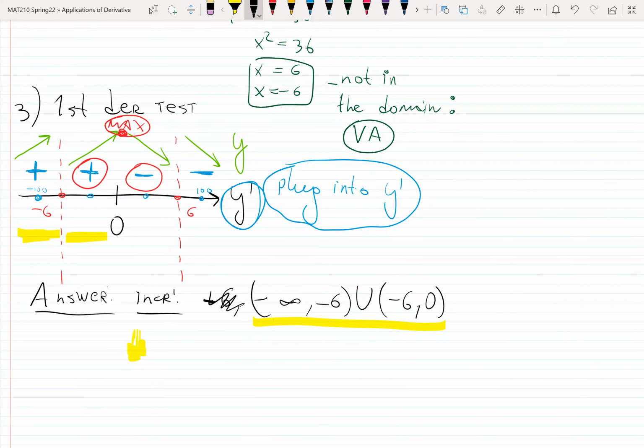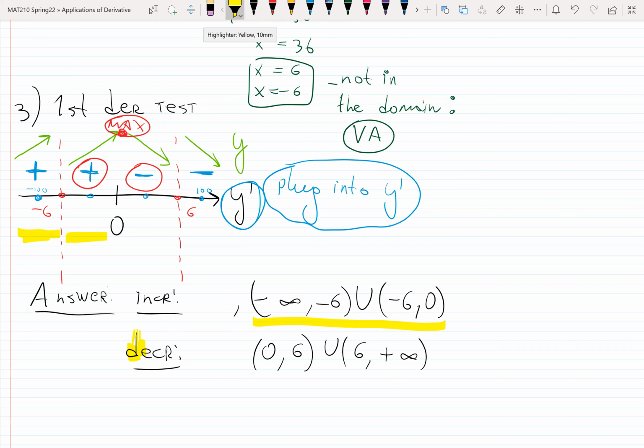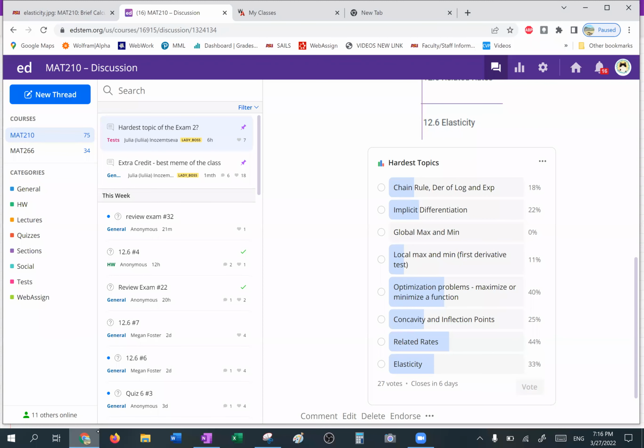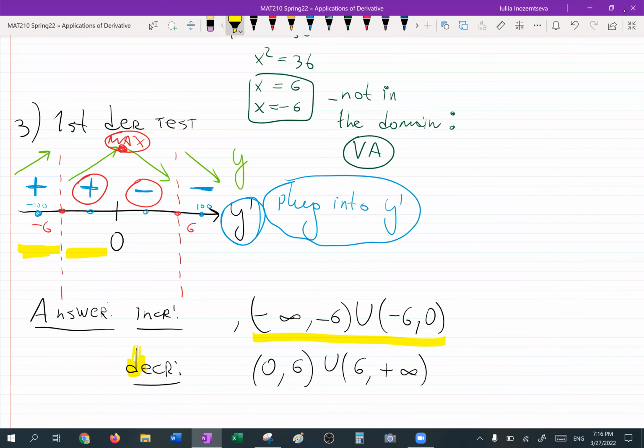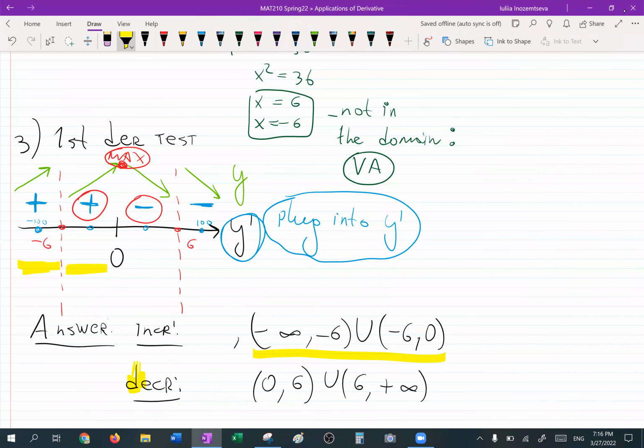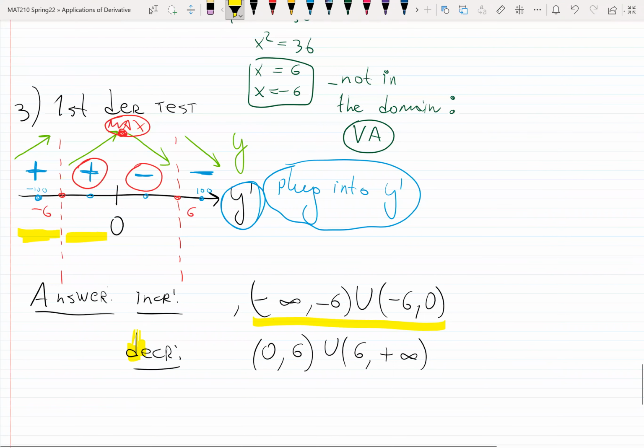Come on, you can do it. Okay, good. Decreasing is from 0 to 6, from 6 to plus infinity, because the derivative there is negative. Let me even write it down for you. Decreasing has 2 intervals, like so.